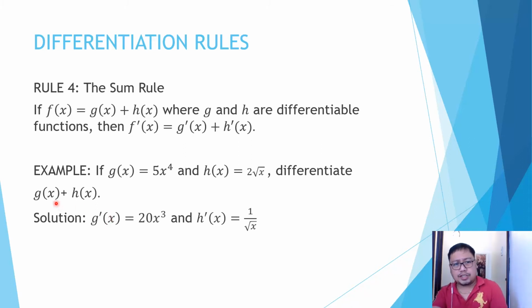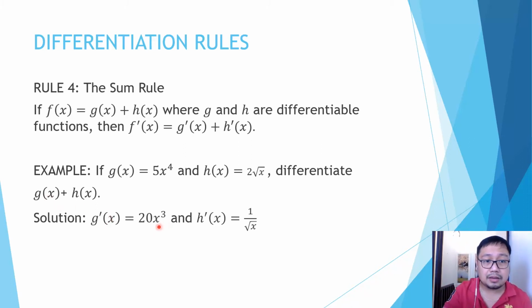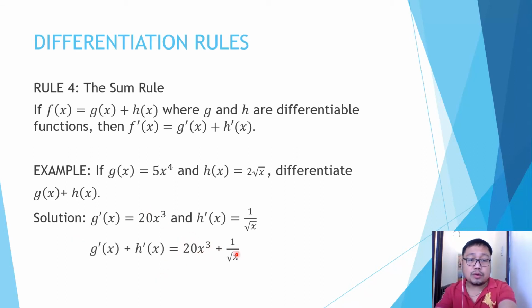The derivative of g of x is 20x to the power 3. Why? 4 times 5 is 20x. 4 minus 1, that is 3. So 4 times 5 is 20, x to the power 3. That gives us 20x to the power 3. And then h prime of x is equal to 1 over root of x. So here, change again. It's a constant multiple. Constant times this one. Change into an exponential power. The derivative of this will give us 1 over root of x. And then add the two. 20x cubed plus 1 over root x. Can we simplify this? I don't think so. So this is our final answer.